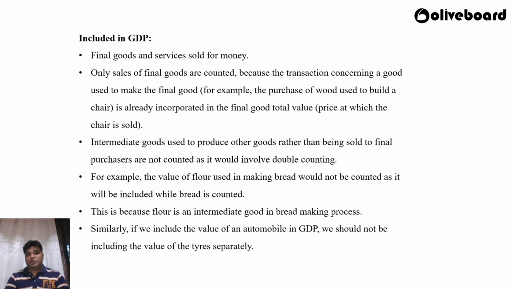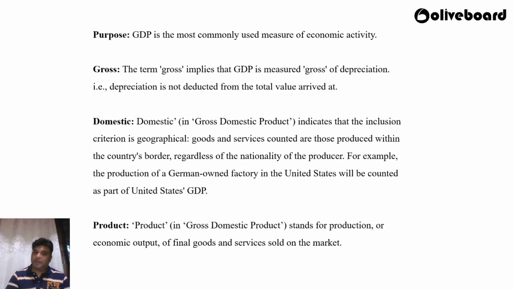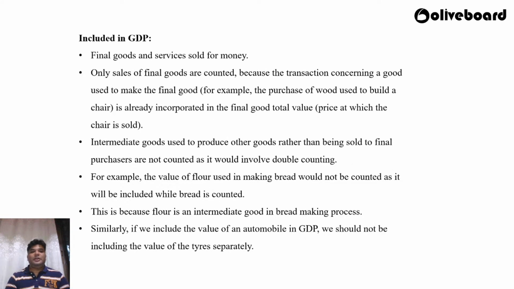और रादर ग्रॉस डोमेस्टिक प्रोडक्ट एंड नेट डोमेस्टिक प्रोडक्ट में ये डिफरेंस है, दैट ग्रॉस डोमेस्टिक प्रोडक्ट takes depreciation into the picture. Net domestic product actually deducts depreciation. So it gives you a more accurate picture of your economy, right? So what is included in GDP? Final goods and services sold for money, right? This is one thing which is included.